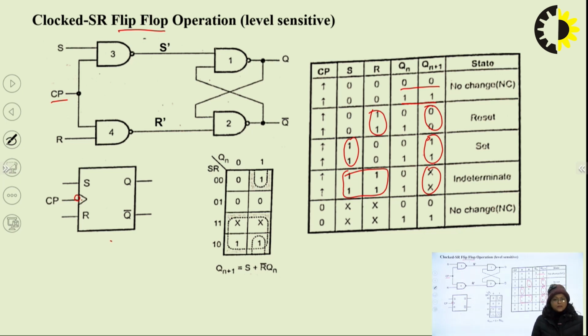The only difference is based on the clock pulse. It can be level triggered, that is, work on 1, or edge triggered, that is, work on rising edge or falling edge. If there is a rising edge, then we use this symbol of clock pulse, and for falling edge, we use this symbol for clock pulse.